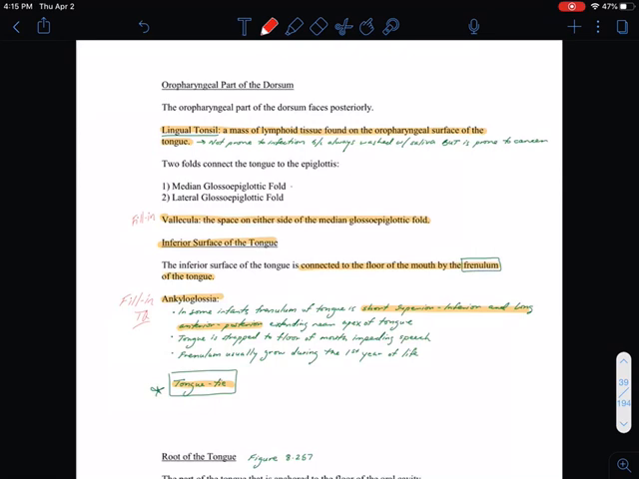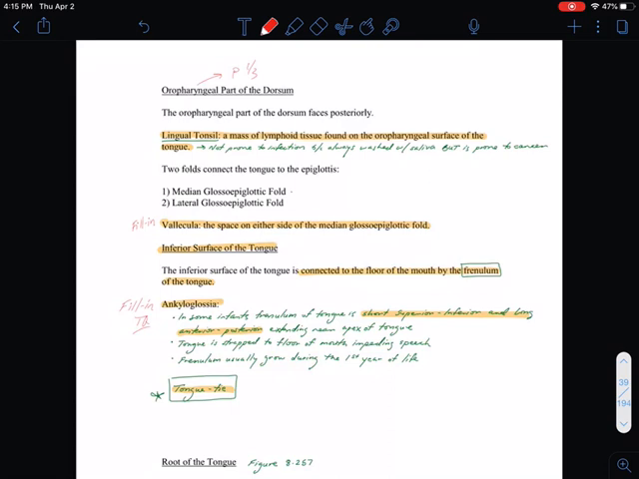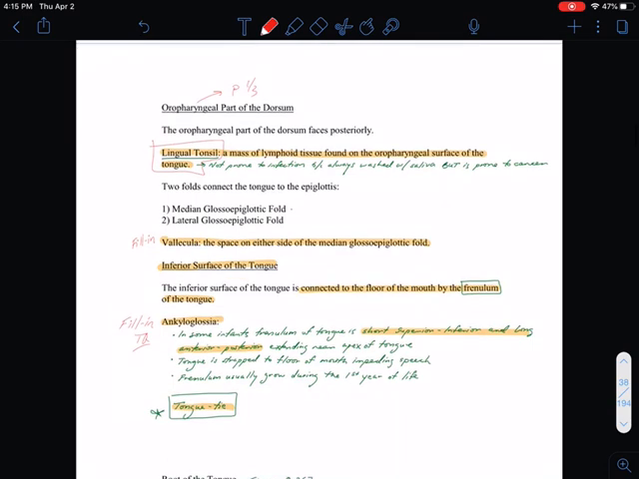Next, we have the oropharyngeal part, otherwise known as the posterior 1/3 of the oral cavity. This is where we have our lingual tonsils, not to be confused with the palatine. Our lingual tonsils are a massive lymphoid tissue found on the oropharyngeal surface of the tongue. They are not prone to infection. See, this is where he tries to trick you guys up. Not prone to infection because we always wash them with saliva.